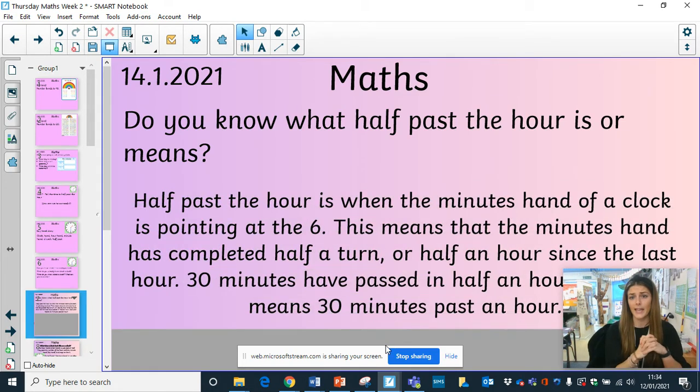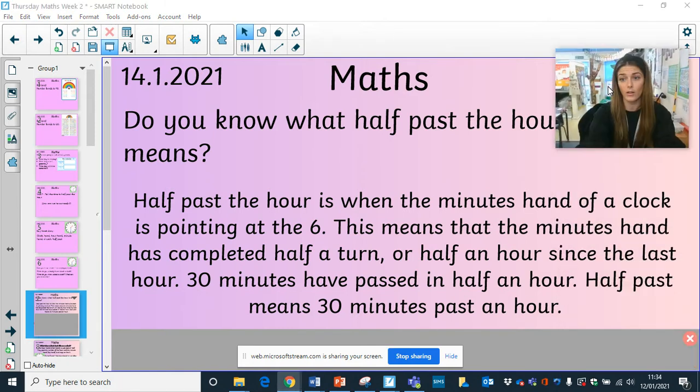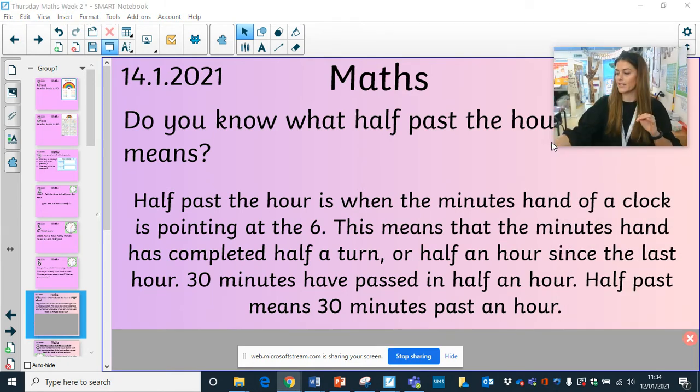So half past the hour is when the minute hand of a clock is pointing at the 6. Okay, so your minute hand is your big hand, and it should be pointing at your 6. And this means that the minute hand has completed half a turn. So this is a whole turn. A clock is a circle, a whole turn. So it's moved to half a turn. And it's been half an hour since the last hour.